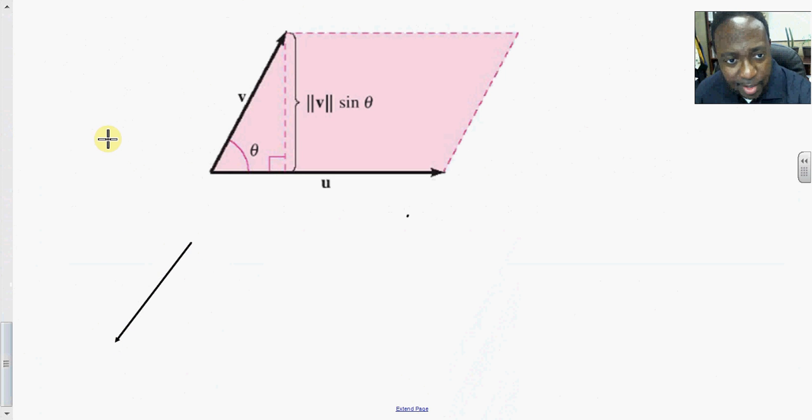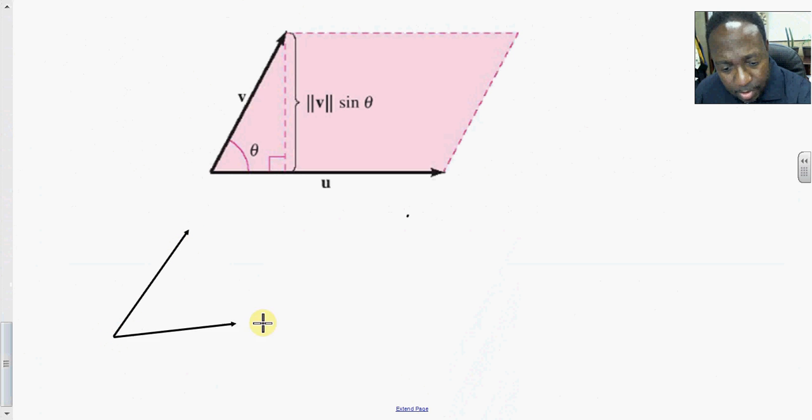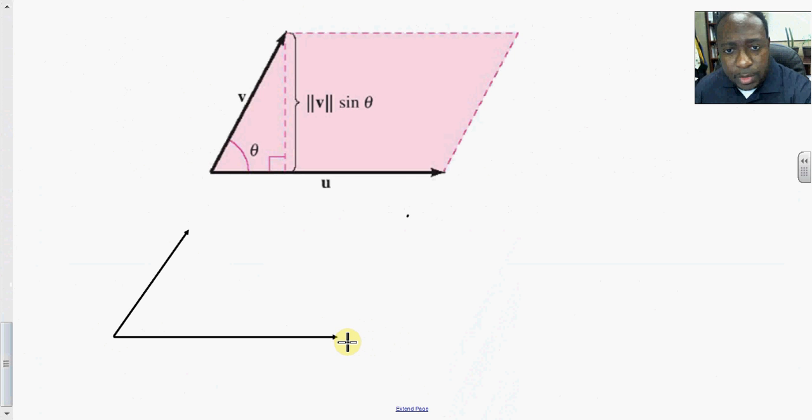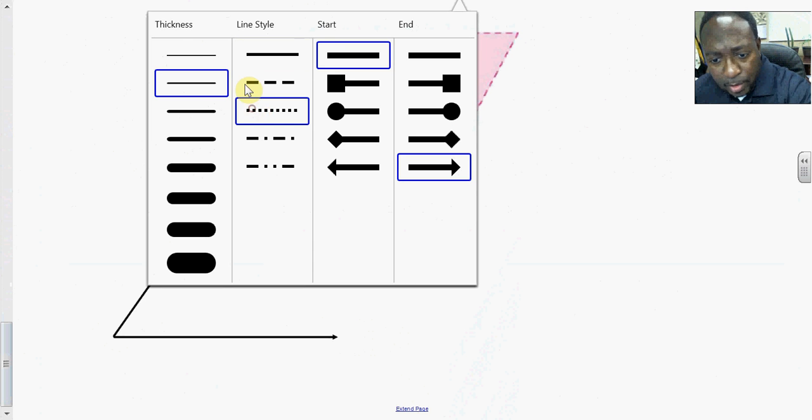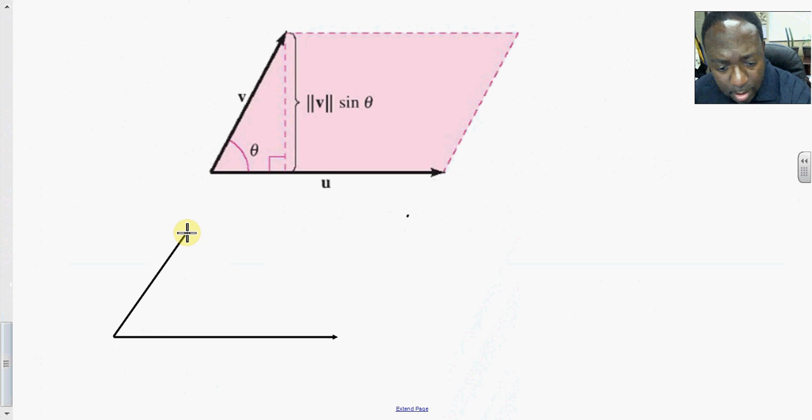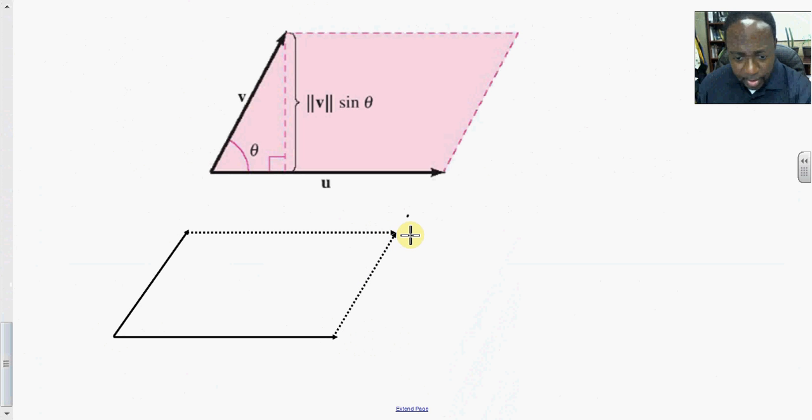Wrong way. Left turn, Clyde. Go this way. So now the angle, I'm going to go ahead and draw the parallelogram from here. Just extend it out. No need for the arrows, but we got them there. We're not going to mess with it.